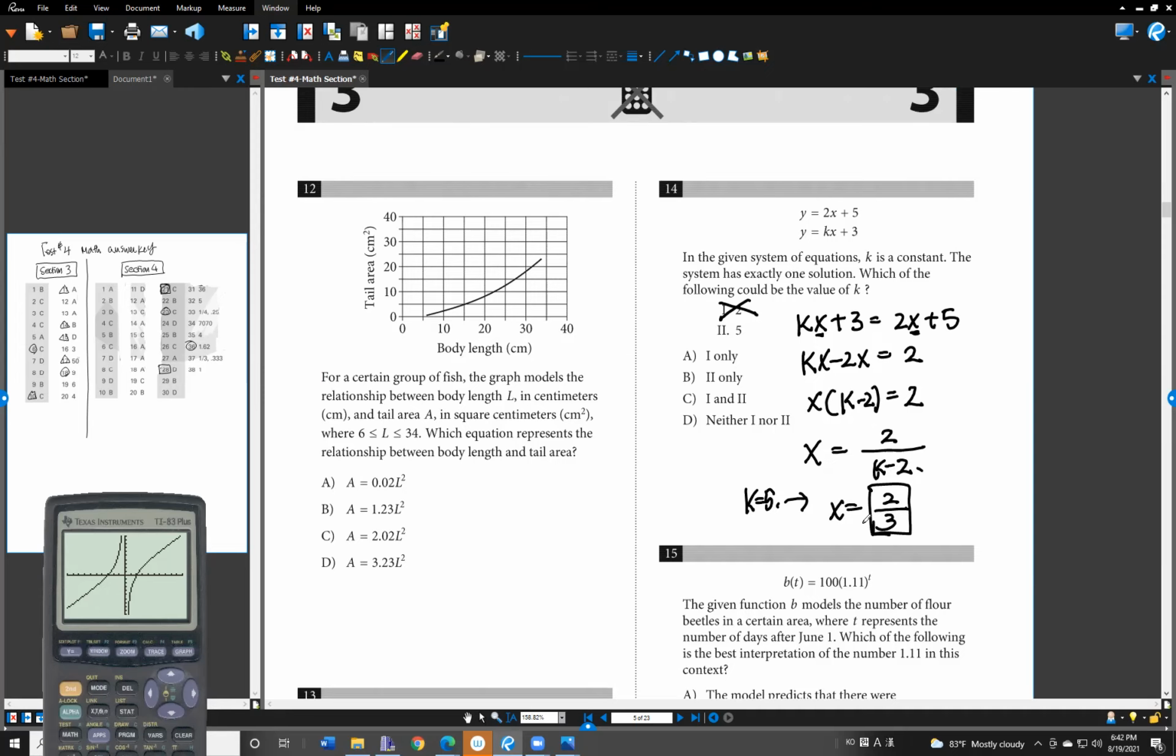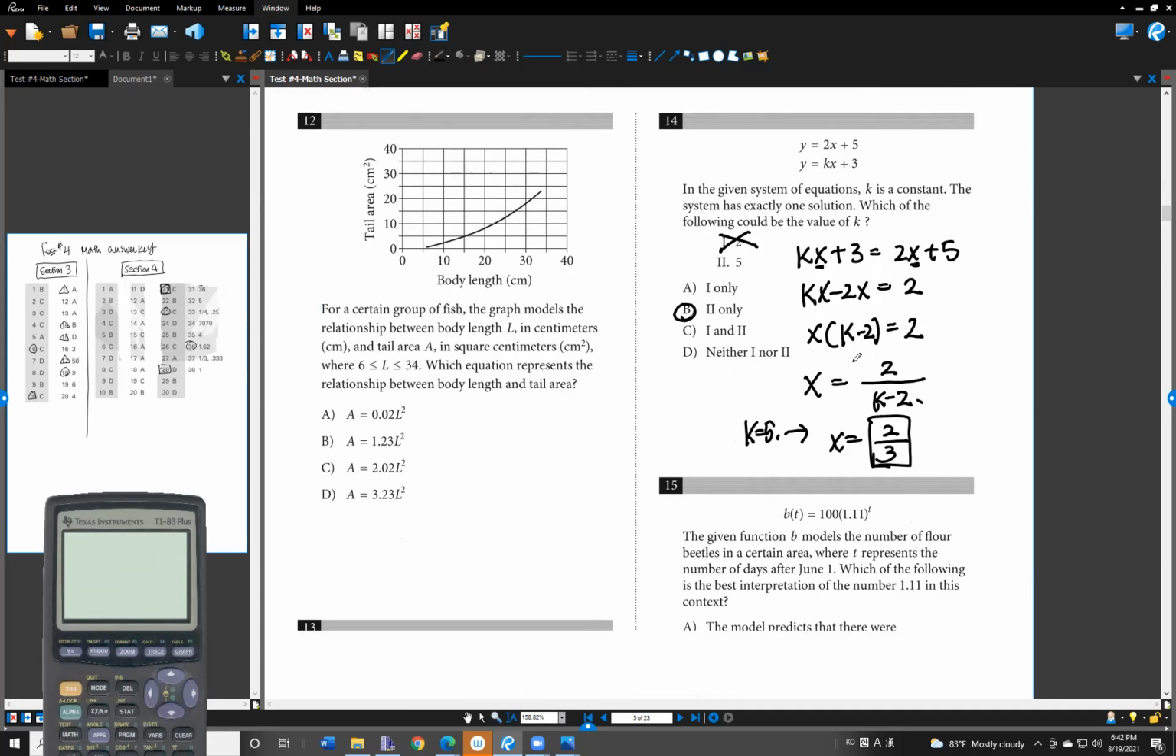It can be any number, because the value of x depends on the value of k. k equals 0 is okay too. k can be 0 or k can be 1. It doesn't matter. But in this case, 2 only is the answer.